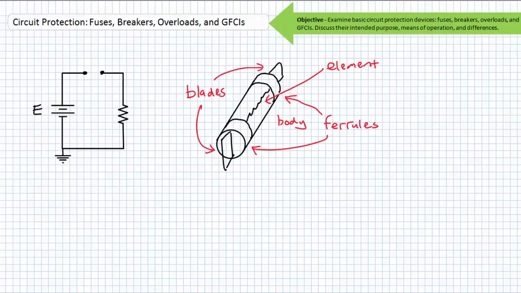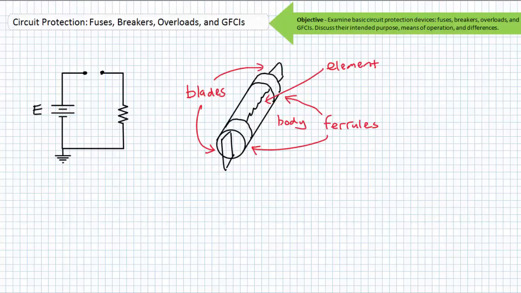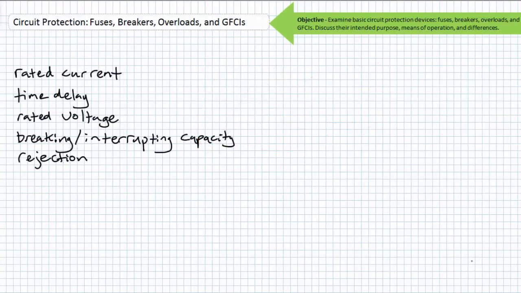Fuses, however, differ from traditional switches in that fuses are one-time use only. When a fuse blows, it is rendered inoperable, and here's the important part. Once the fault that caused the blown fuse has been identified and rectified, the damaged fuse must be replaced with a functional fuse with the correct rating. Fuses have 5 common properties: rated current, time delay, rated voltage, breaking or interrupting capacity, and rejection type. We'll briefly discuss each property.